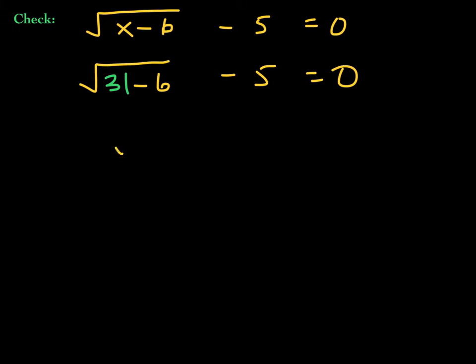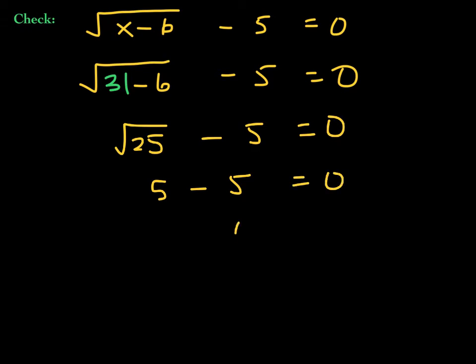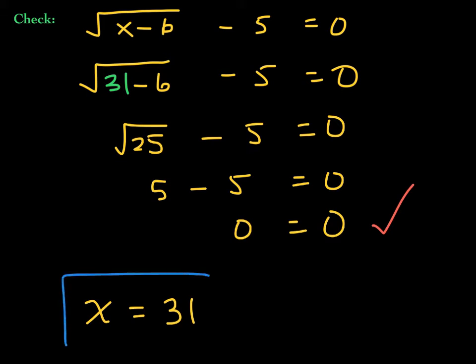So this gives us the square root of 25 minus 5 is equal to 0. The square root of 25 is 5. 5 minus 5 is 0. The left-hand side matches the right-hand side, so this is definitely equivalent. So what I can say confidently now, which I could not say before, is that x is indeed equal to 31. Okay?